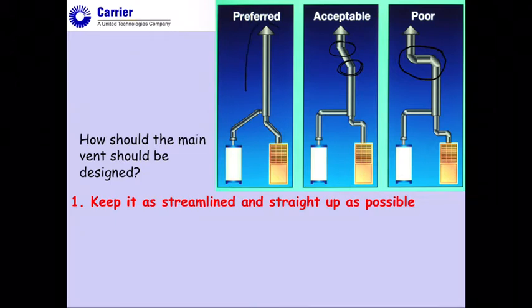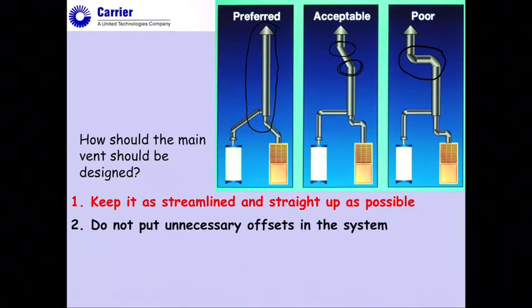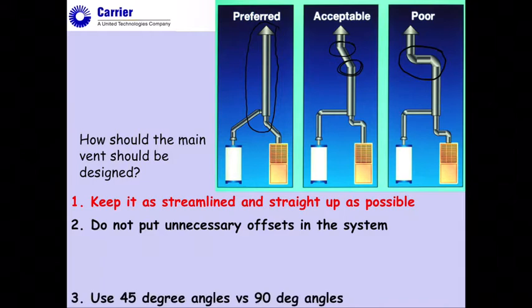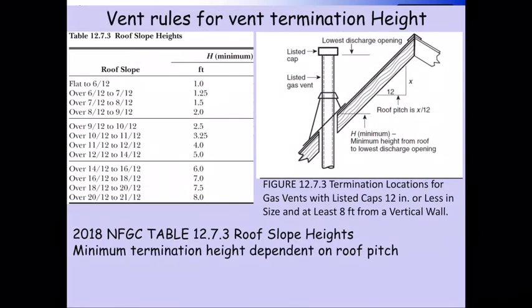Keep it as straight as you can. Having a vent system specifically like this one where it's straight up and down is really rare. So you have to kind of do what you can in that case. Again, use good practices. So don't use any unnecessary offsets, and then again the 45s over that.